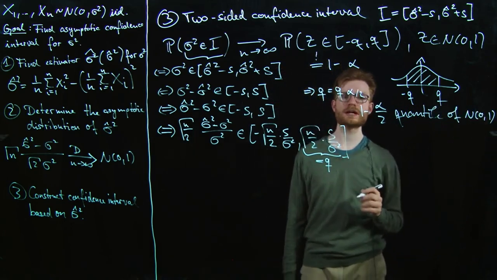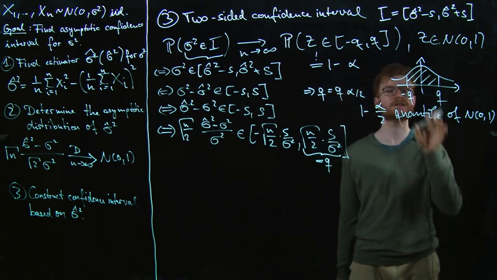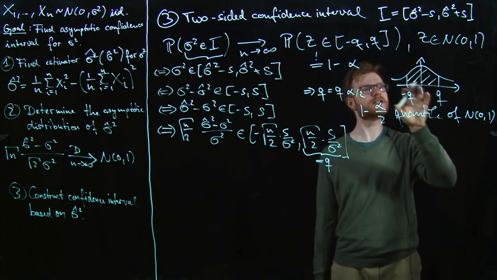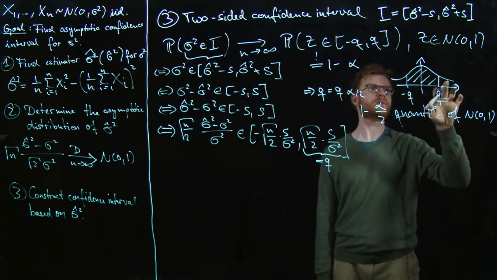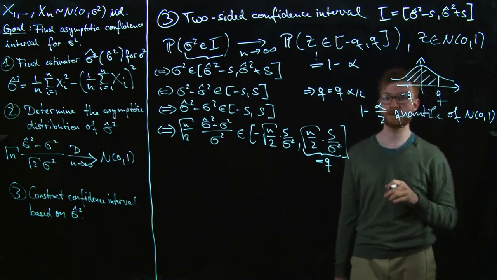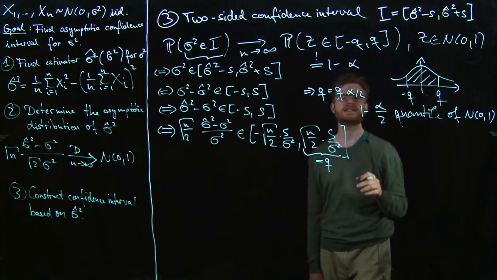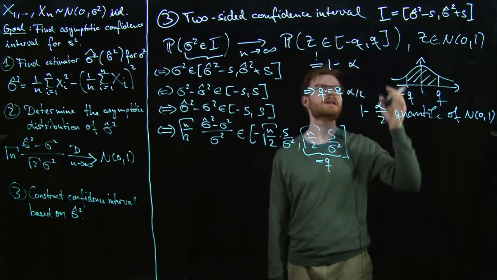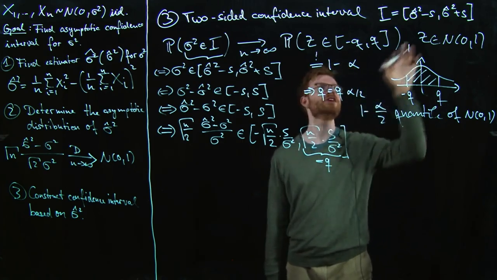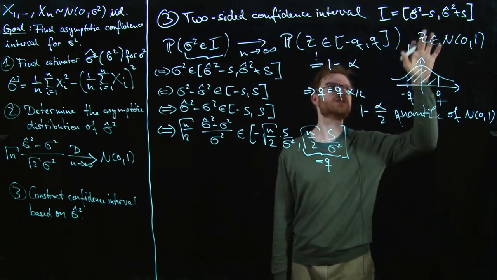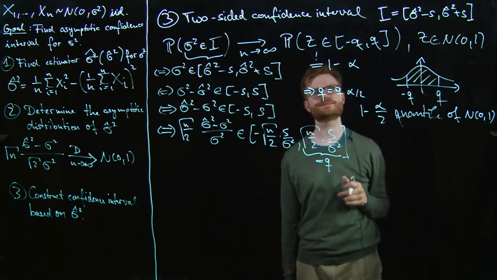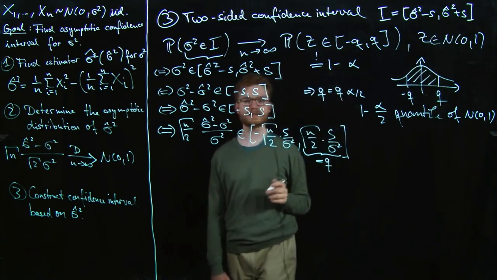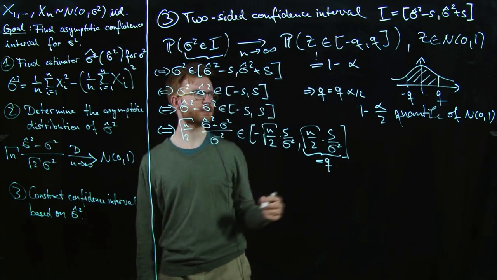And the alpha over 2 comes from the fact that this is supposed to be symmetric, right? So if you look at this expression here, or this drawing here, we need to cut off mass from both sides, and we do it symmetrically. This basically comes out of the shape that I specified here, which was symmetric, minus s to plus s. All right, so it remains to solve this for s.